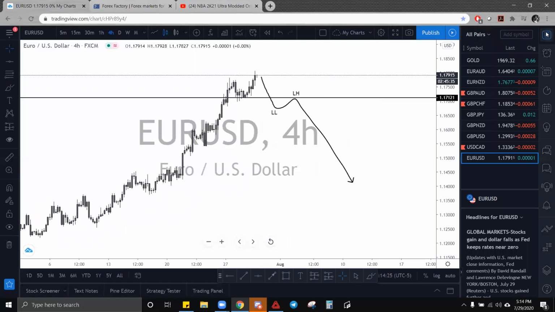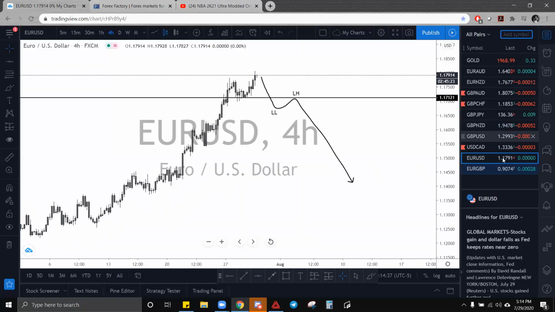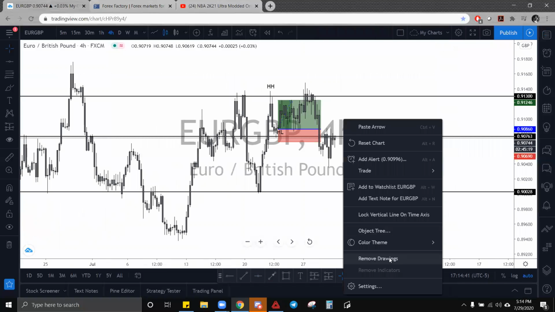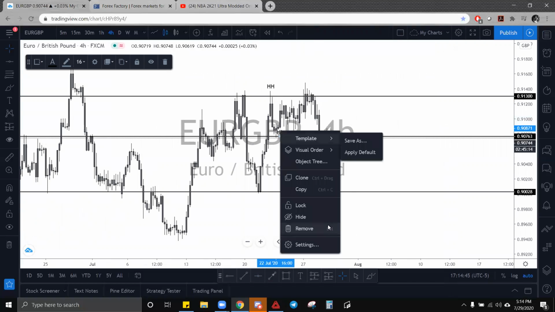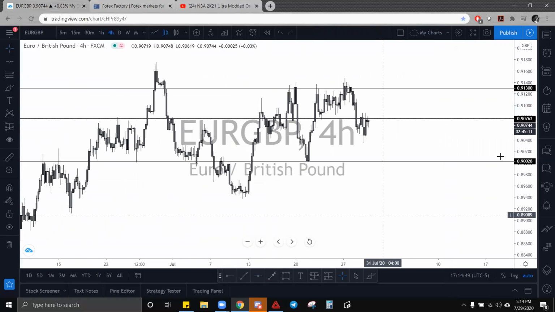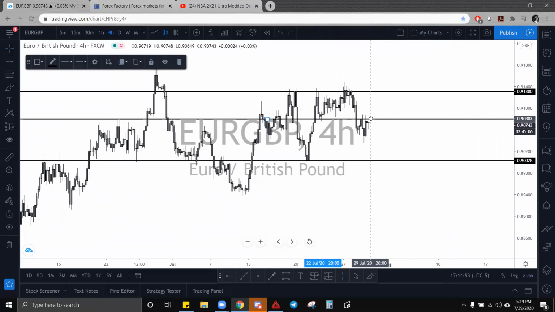Before you do, I was looking at Euro GBP. Yeah, exactly. Perfect. I think this is the perfect chart. So, would you say that that's a break and retest right there? Yeah, that's a break and retest.